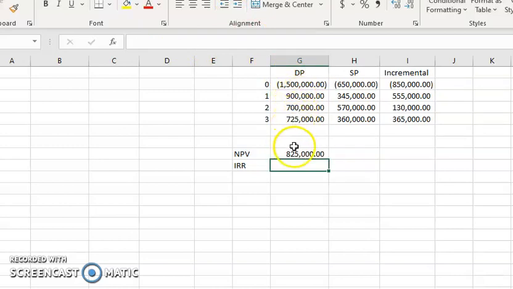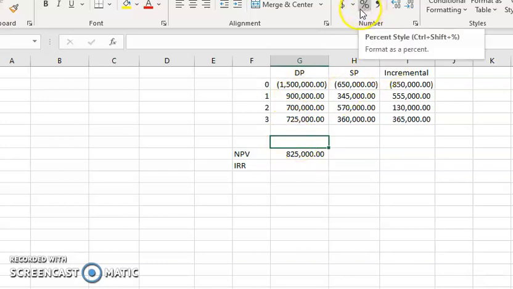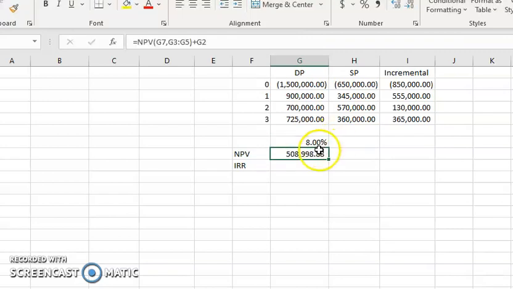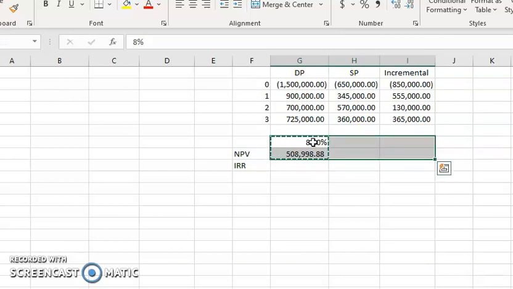So if the rate were 0, then the NPV would be 825,000. Obviously, it's not. So we've got an 8%. So 8. So 509,998.88, which is exactly what we had before. So I'm going to go ahead and copy this across here. Just Control C, and then move across, hold the Shift key, hit Enter.